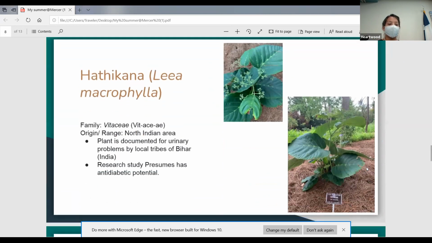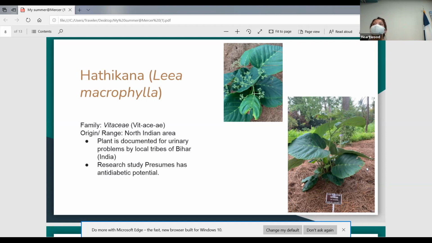Next, we have the Hachicana. It is a member of the Poaceae family. It is native to the North Indian area, and in the pictures on the right, it shows how good it is now. It grew from the ground up. It did go down during the freeze. So that is it. And within the past couple of weeks, this is a picture that's pretty recent.